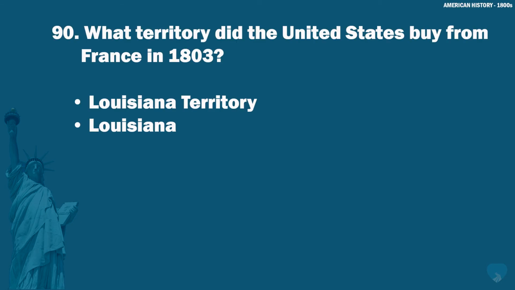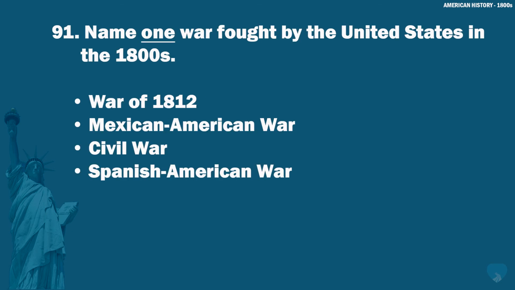Question 90. What territory did the United States buy from France in 1803? Louisiana Territory. Louisiana. Question 91. Name one war fought by the United States in the 1800s. War of 1812. Mexican-American War. Civil War. Spanish-American War.